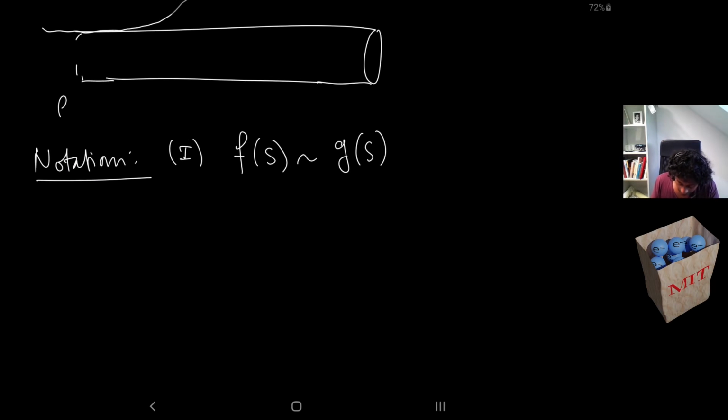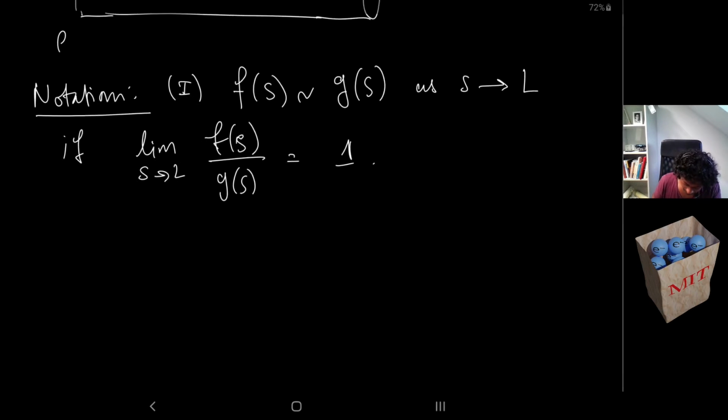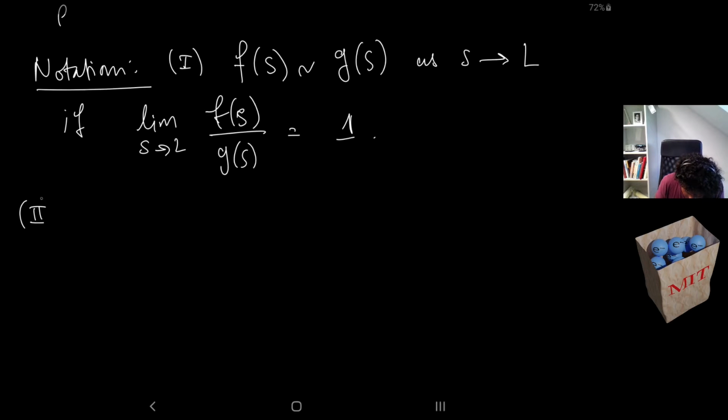So the notation, we say f of s is similar to g of s as s goes to some limit L if the limit as s goes to L of f of s divided by g of s is equal to 1. Okay? And so we say f of s is asymptotic to g of s as s goes to L, right? So this is to mean it's asymptotic.